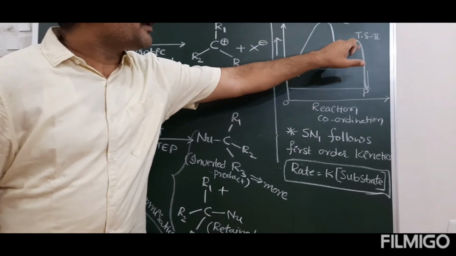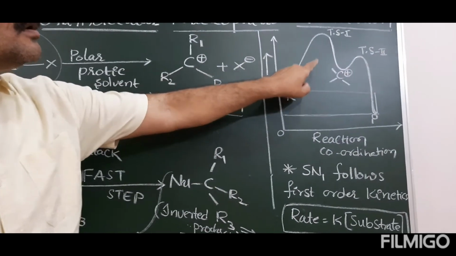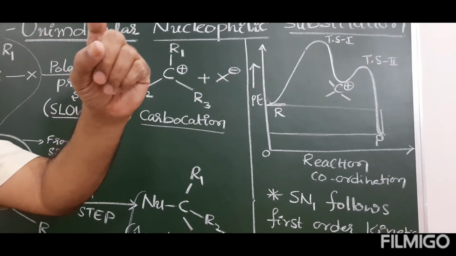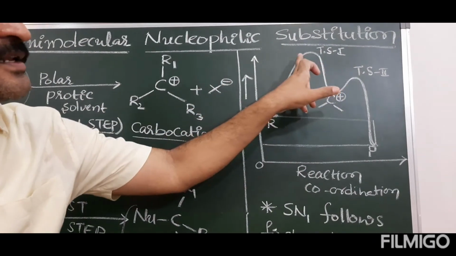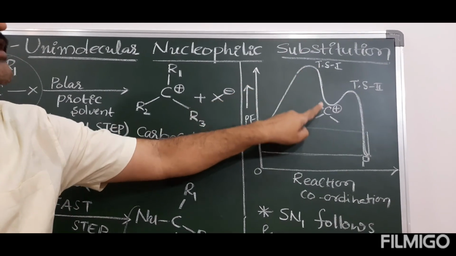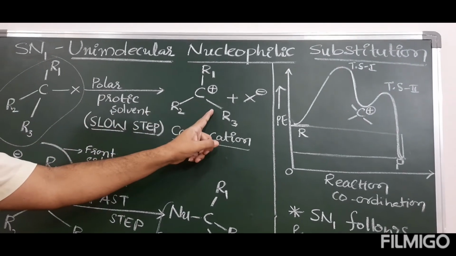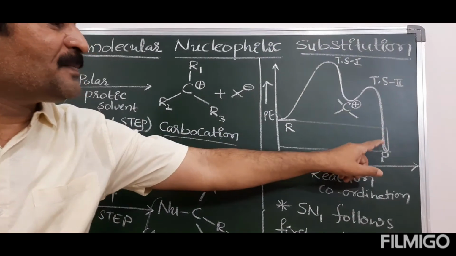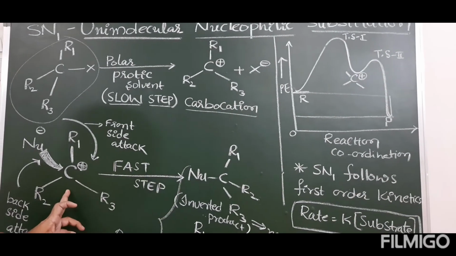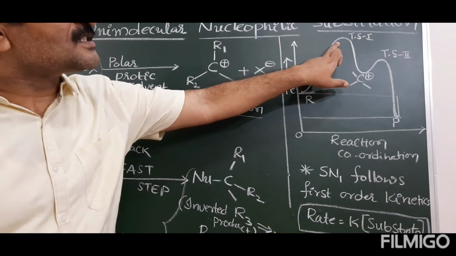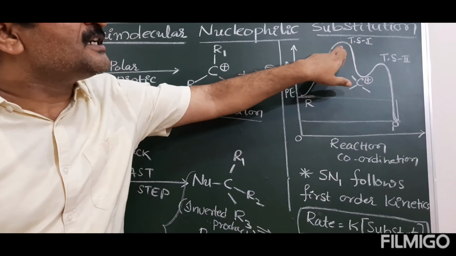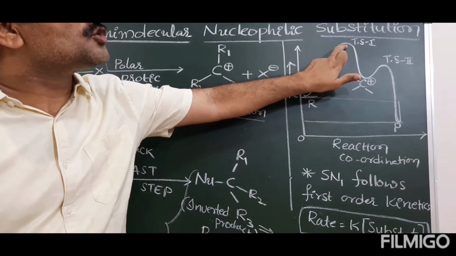In this energy profile diagram, if you observe, two peaks are there. In SN2, only one peak is there. Here two peaks are there. The first peak represents the transition state for the formation of the carbocation. The second peak represents the attacking of the nucleophile on the carbocation. When compared with the first peak, the height of the second peak is less. That means the first step needs more energy. That's why this step is the slow step.